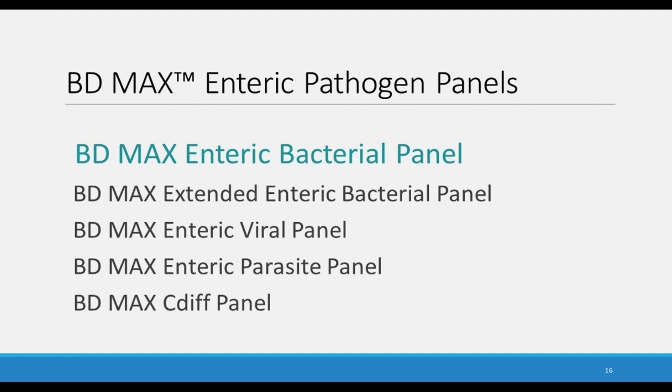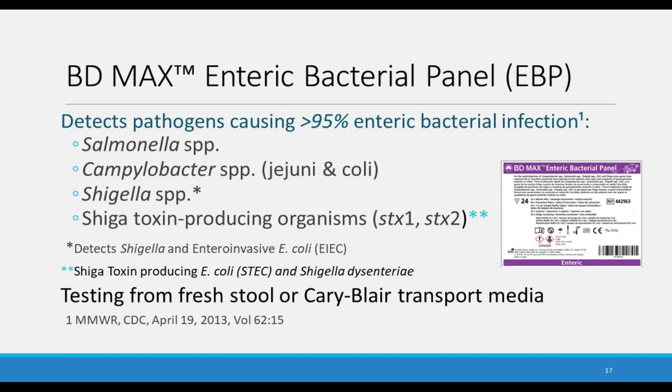I'm going to go through all of the enteric pathogen panels and talk about some of the pros and cons and different things involved. And I'm first going to start with the BD-MAX Enteric Bacterial Panel. This panel detects pathogens that cause most of your enteric bacterial disease, over 95%. So this may be the only panel that you need to test. It detects Salmonella, Campylobacter, Shigella, and Shiga toxin-producing organisms.